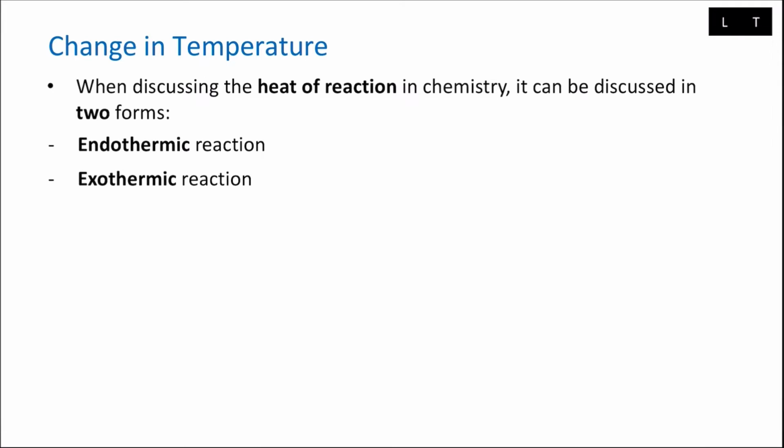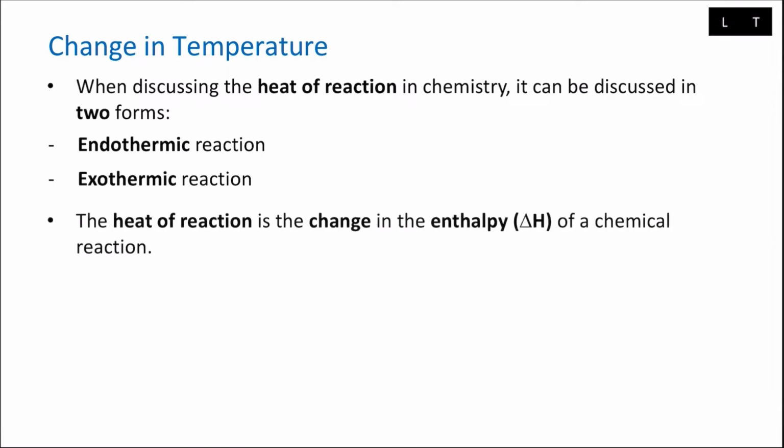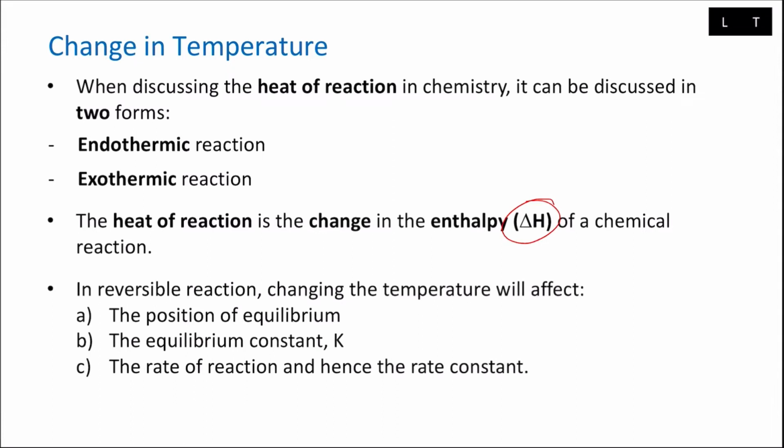So the heat of reaction ni apa? Heat of reaction is the change in the enthalpy, delta H. Ini simbol dia for the chemical reaction. Dan dalam reversible reaction, changing of temperature akan memberi kesan kepada position of equilibrium, ke mana dia akan shift. And then dia akan juga memberikan kesan kepada value for equilibrium constant, sama ada Kc ataupun Kp, dan juga rate of reaction, hence rate constant lah. So ini kita akan lihat dengan lebih mendalam selepas ini.